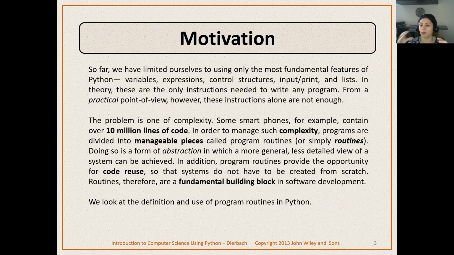And then each part is going to take care of one simple task for us, and we use a combination of all of those pieces to get the functionality that we are looking for. Okay, and we call those manageable pieces routines in programming. So basically, doing so is a form of abstraction in which a more general, less detailed view of a system can be achieved. All right.